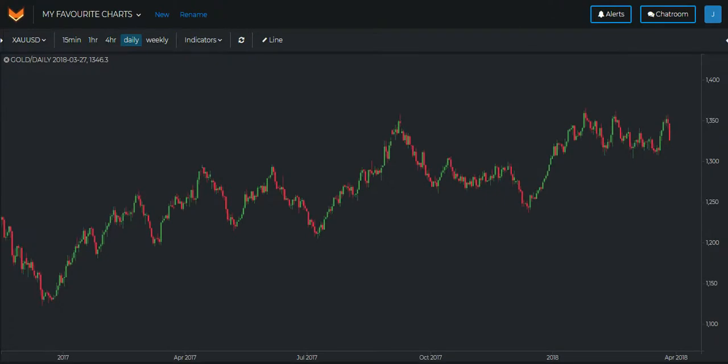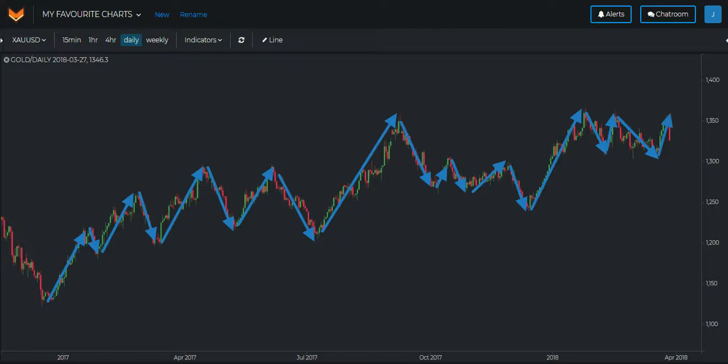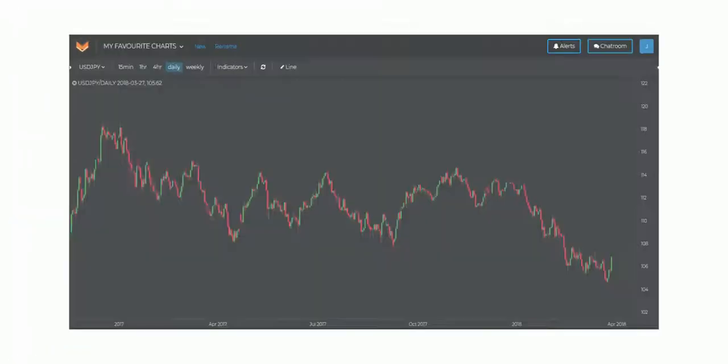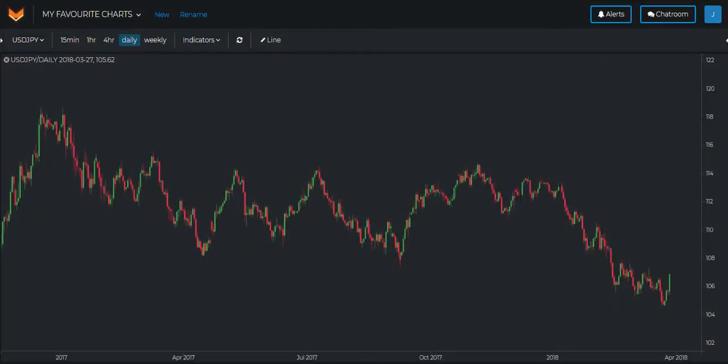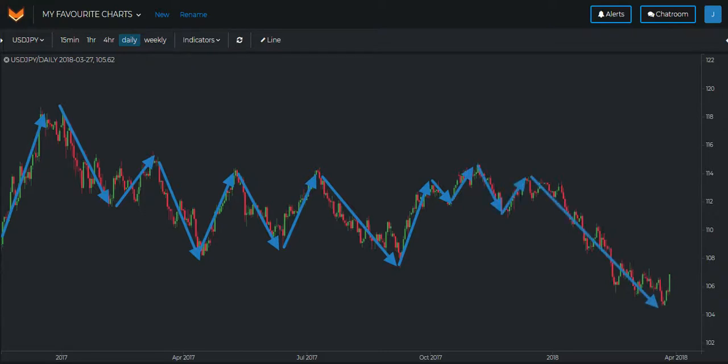Let's now pull up another live chart. This is the chart for gold, and again we're on the daily time frame, and again the market has moved up and then moved down over a series of these large swings shown here. Let's look at one more chart. Here we're looking at the dollar yen, and it's the same stuff over and over again. You can pick any chart, and one thing that we can all agree on is that sometimes price moves up and sometimes price moves down.